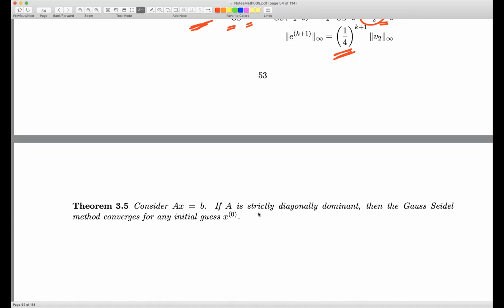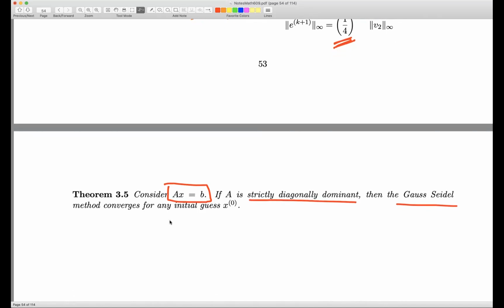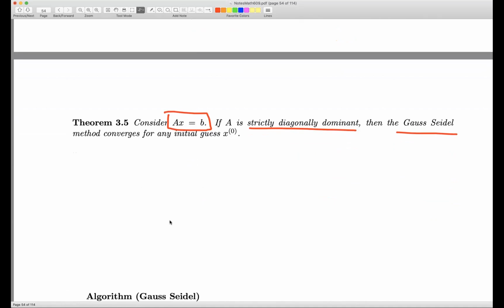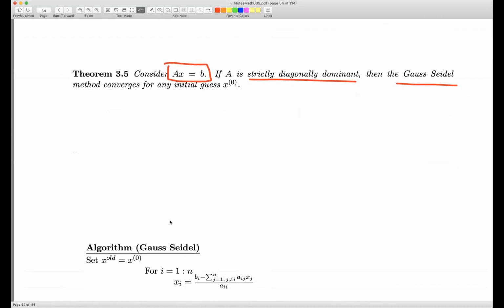Well, a similar theorem holds for the Gauss-Seidel method. In the case that the matrix A associated to the system Ax = b is strictly diagonally dominant, then the Gauss-Seidel method converges for any initial guess x0. We're not going to prove this theorem, but it is good to know.